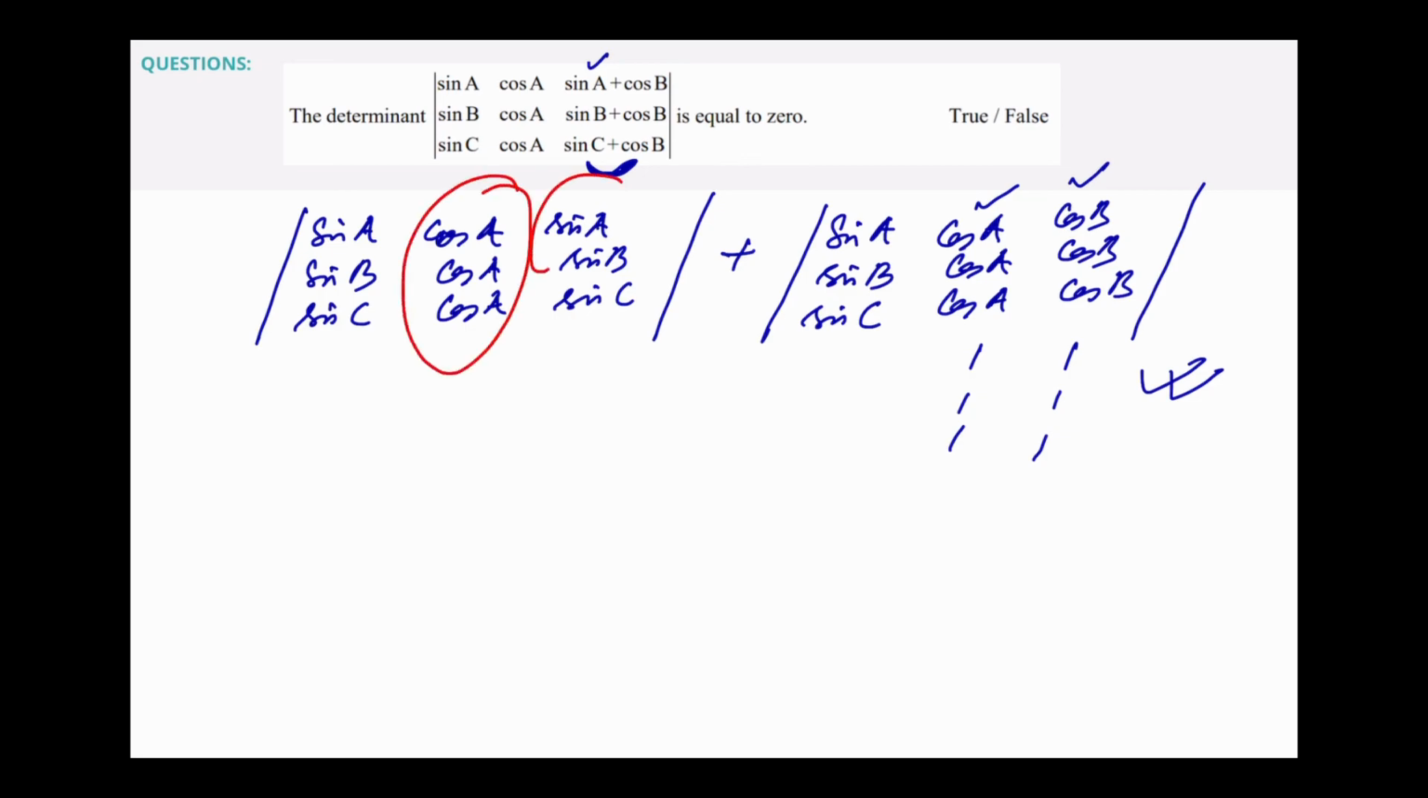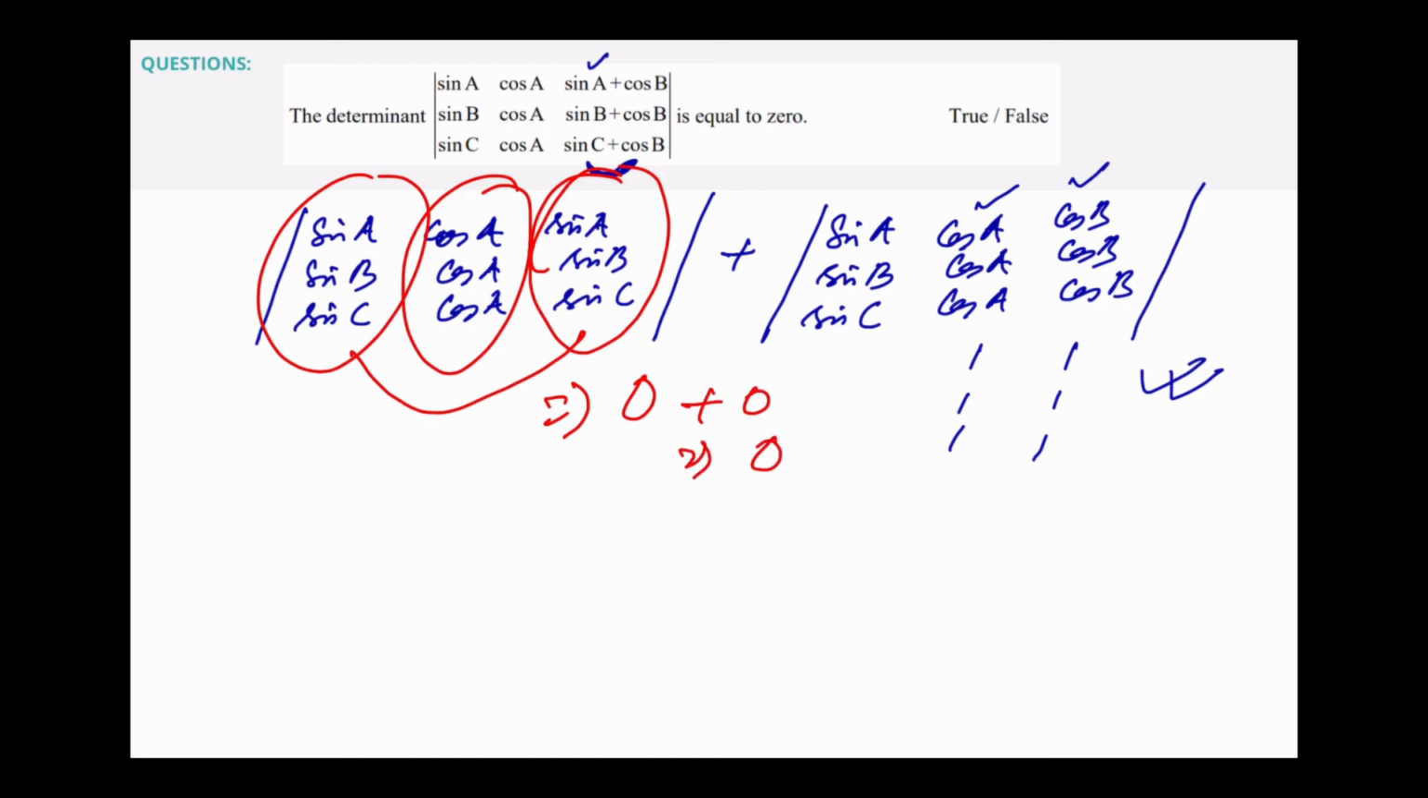This again, you don't have to take it out. This one and this one, identical both, directly 0. So 0 plus 0, it's what, students? 0 only. No doubt about it. Nothing is there in this question.